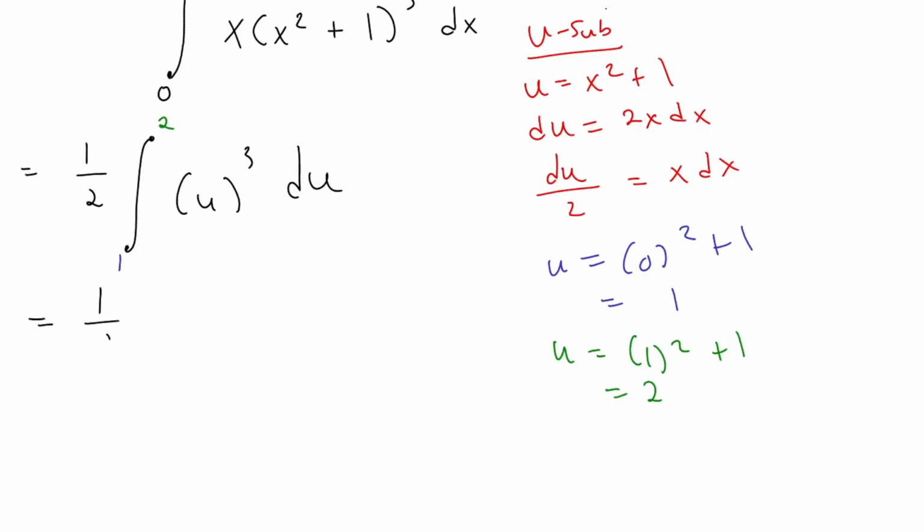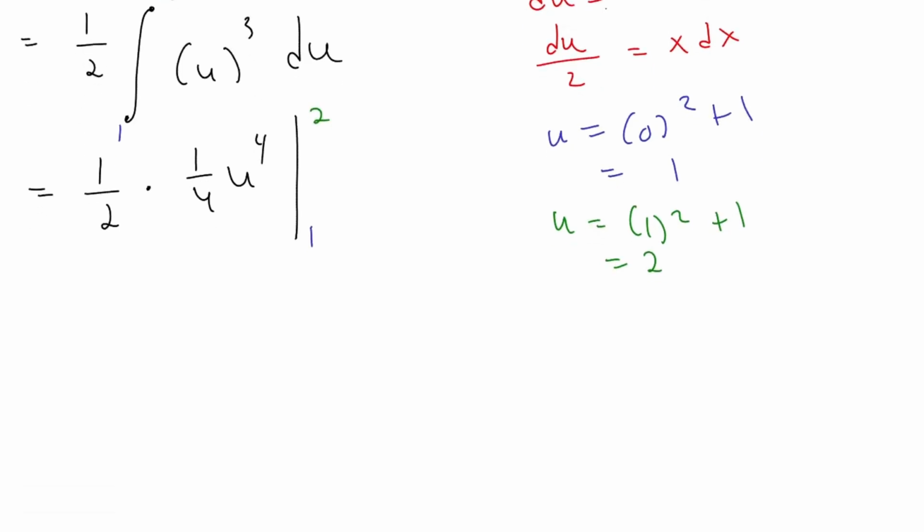So it's going to be 1 over 2 times 1 over 4, u to the 4th, sorry about that. And we're going to put our bounds like this. We're going to draw a line, and you're going to put your bounds in. So it's going to be 1, 2. All right. Now you want to simplify this further. It's going to be 1 over 8 u to the 4, from 1 to 2.